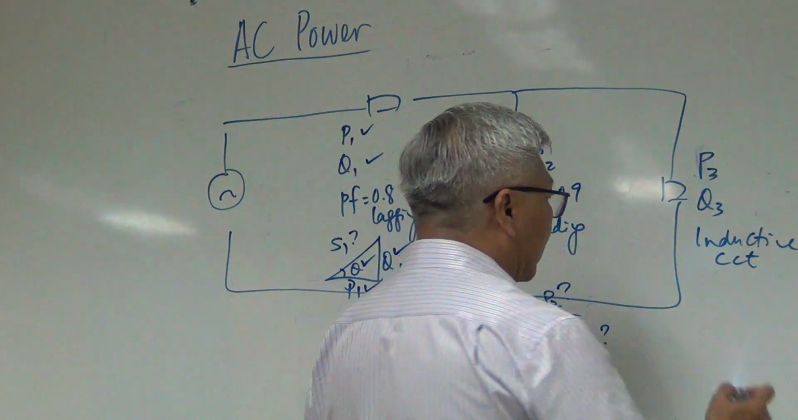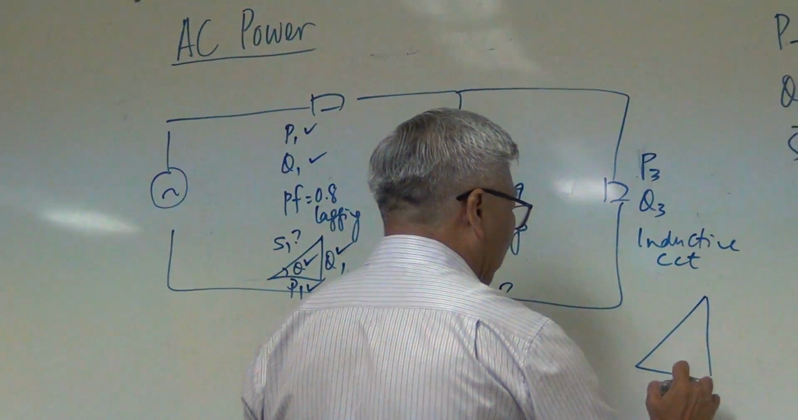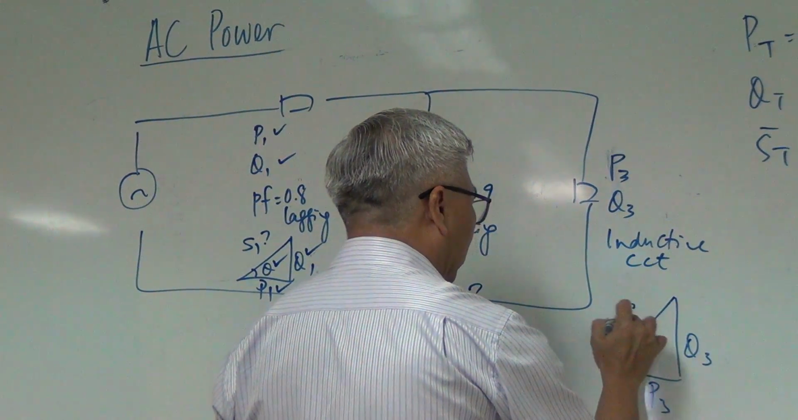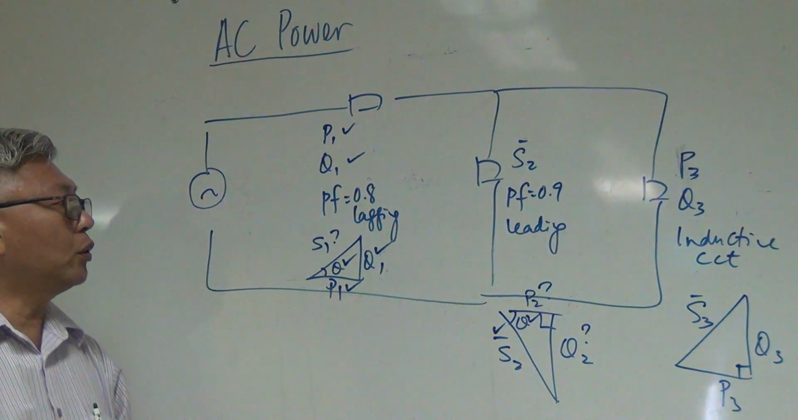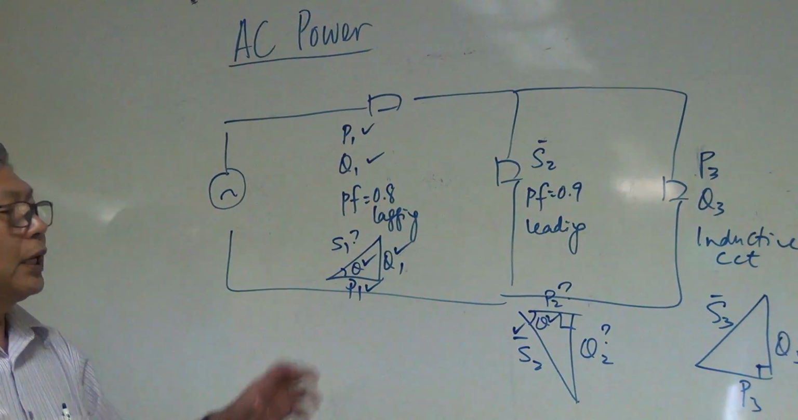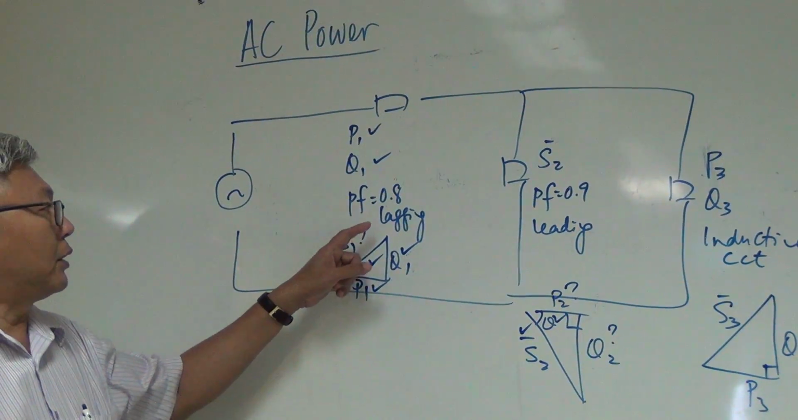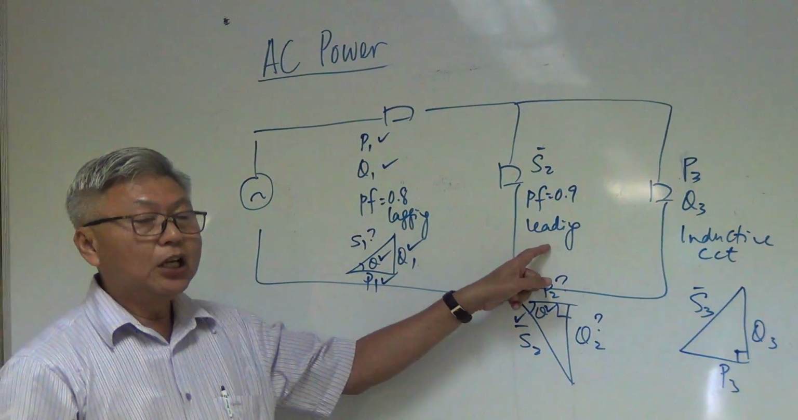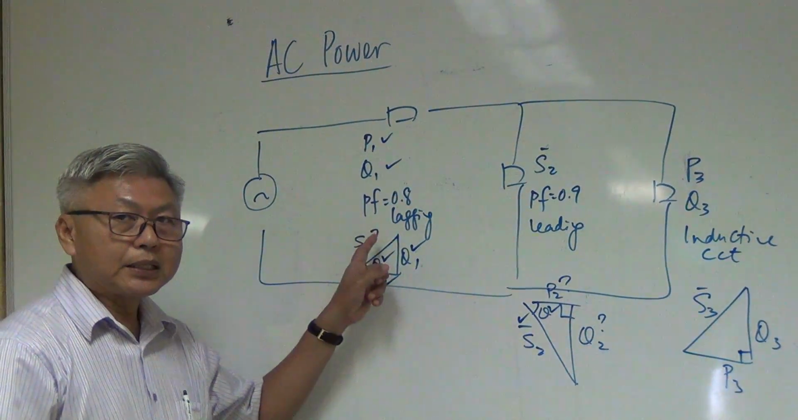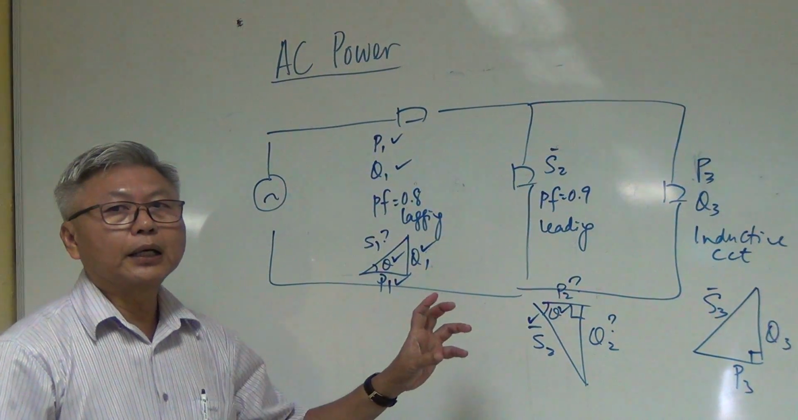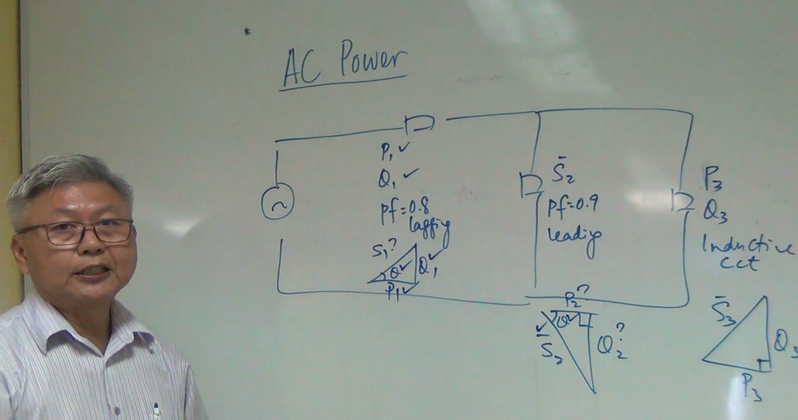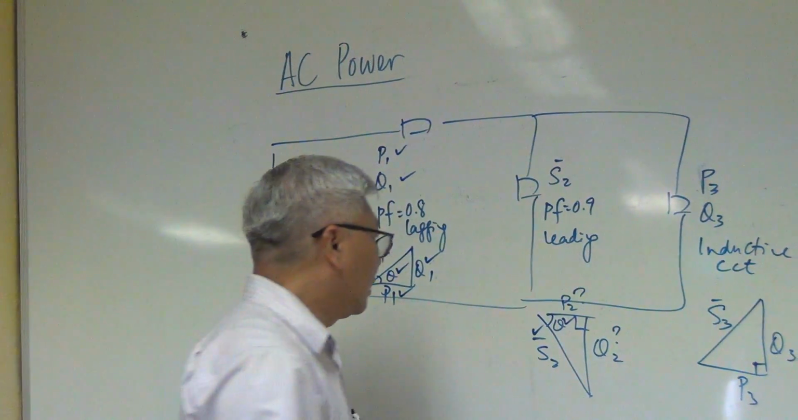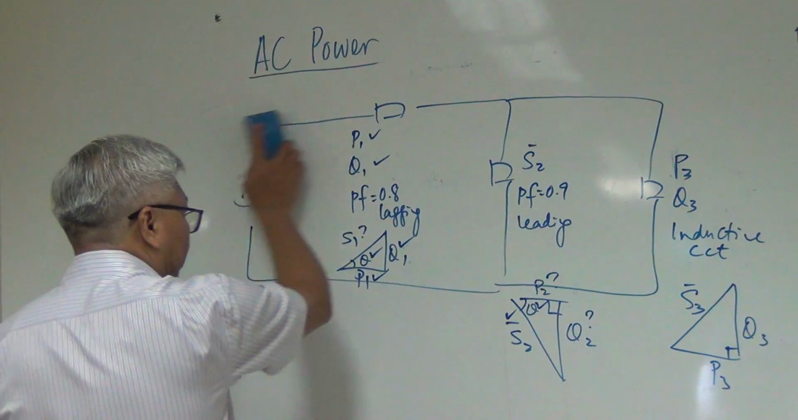And for the inductive circuit, the power triangle points up, so this will be P3, Q3, and S3. Got it? So even though information is not given to you directly, when you see the power factor lagging or leading, you should know whether it's inductive or capacitive, and draw this small power triangle pointing up and down accordingly, and then you can sum it up nicely. Okay? Alright, point number 3.